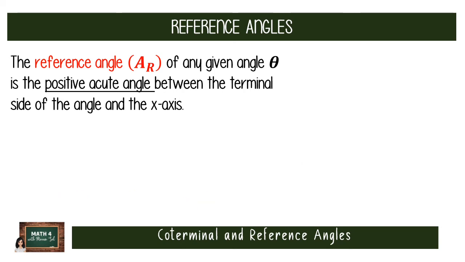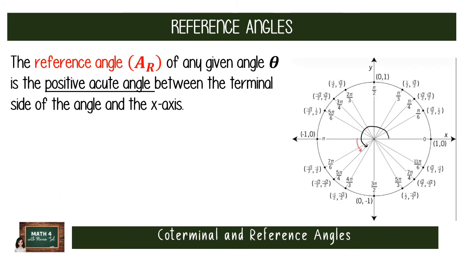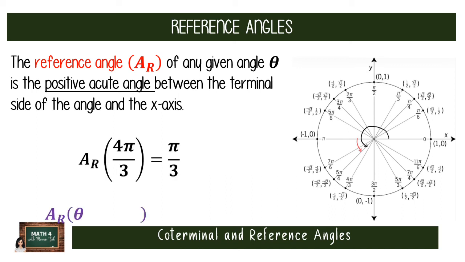Let's also have an angle theta in quadrant 3. Here, theta measures 4 pi over 3 radians. To find the reference angle, we look at the positive acute angle between the terminal side of 4 pi over 3 and the negative x-axis. So the reference angle is pi over 3. In general, the reference angle of any angle in quadrant 3 is equal to the given angle minus pi.